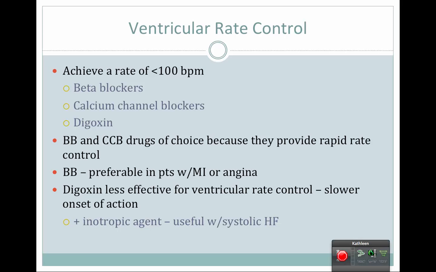So decreasing symptoms by rate control for elderly people may eliminate the need to restore sinus rhythm. Patients oftentimes present because they're symptomatic, because their heart rate is so high. The goal for an elderly person might not be to cardiovert them into normal sinus rhythm.